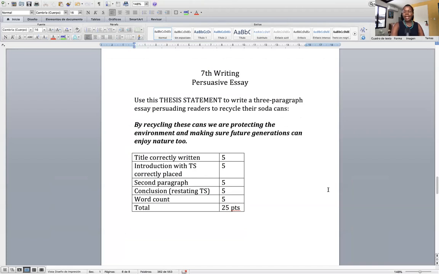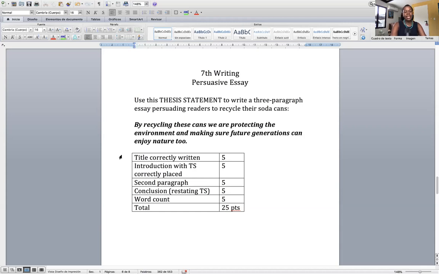So a persuasive essay is an essay in which you are going to convince somebody of your point of view. And I'm giving you a thesis statement. You're going to use this thesis statement to write a 3-paragraph essay persuading readers to recycle their soda cans. If you walk down the street, you're going to find hundreds of soda cans and beer cans. So you want people to start recycling them.